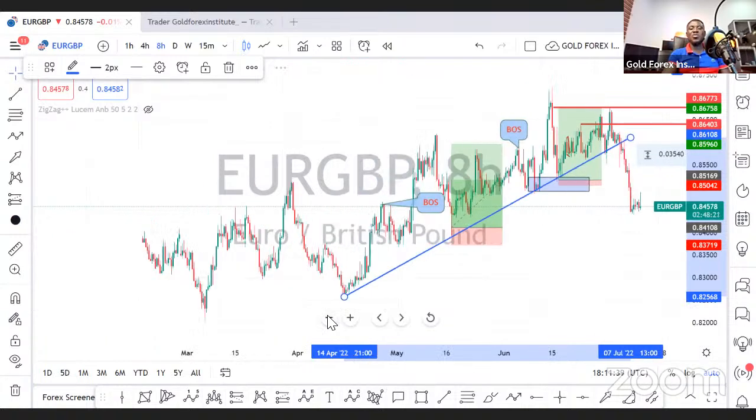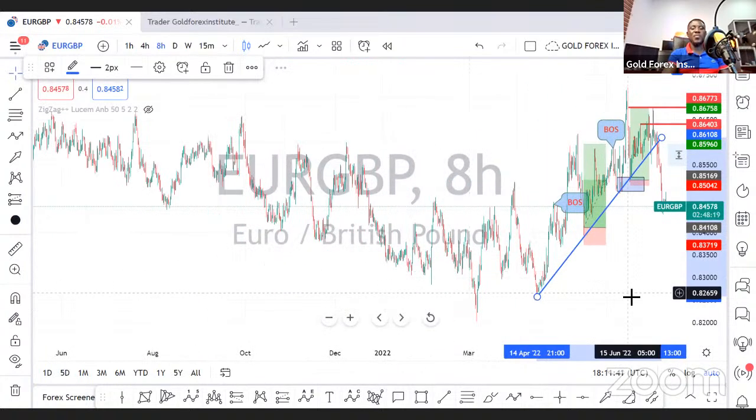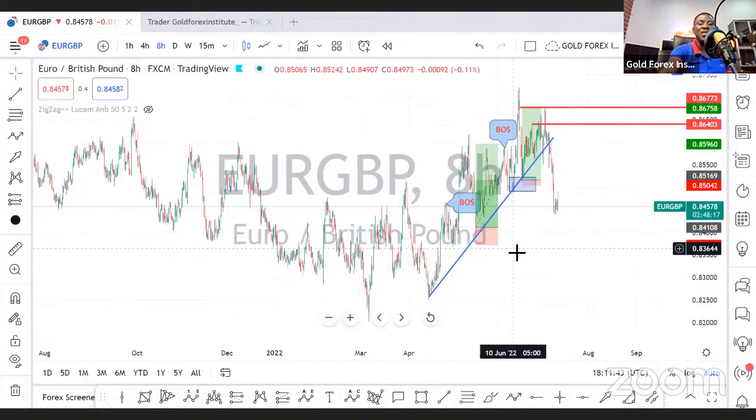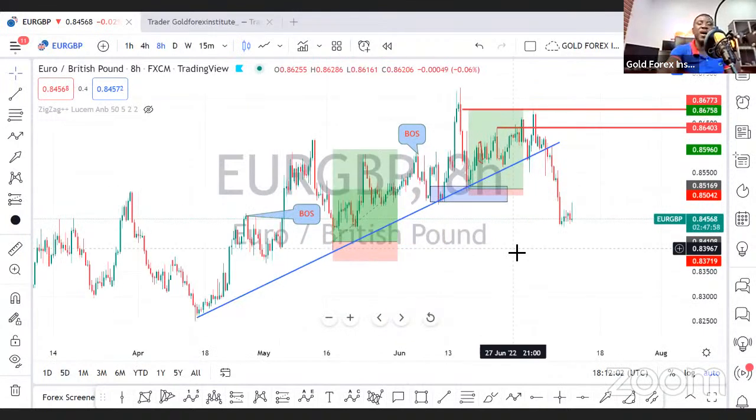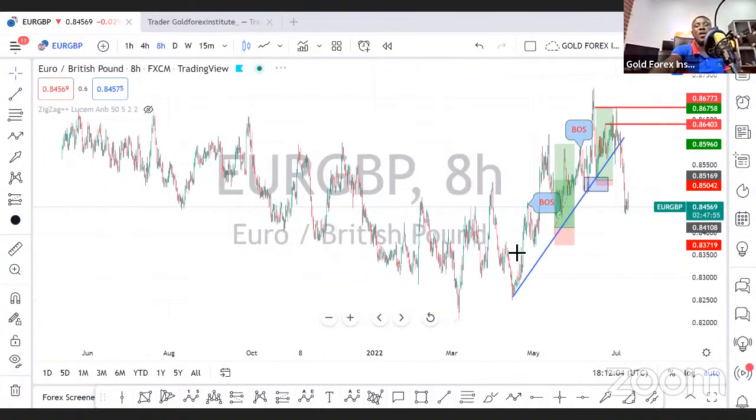Euro pound measures only euro and pound. Okay, it doesn't measure the strength of euro. We have the various indexes that measure the strength. Euro pound is just a matter of euro and pound. So let's wait for a pullback. Let's wait for a pullback.